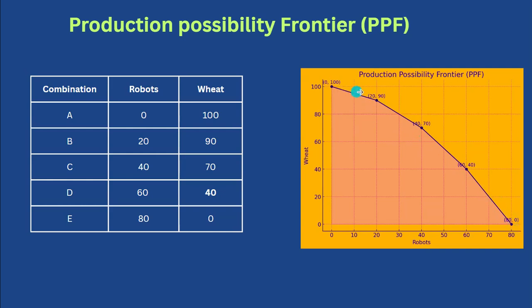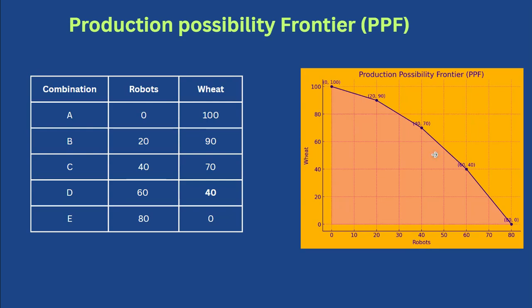Okay. So if the point is on the curve, then you are using your resources efficiently. If the point is inside, that is underutilization. You are not utilizing your resources properly. If a point is outside of the curve, then it is non-attainable. You can't utilize your resources, you are going beyond the limit. So you can't reach that production possibility.